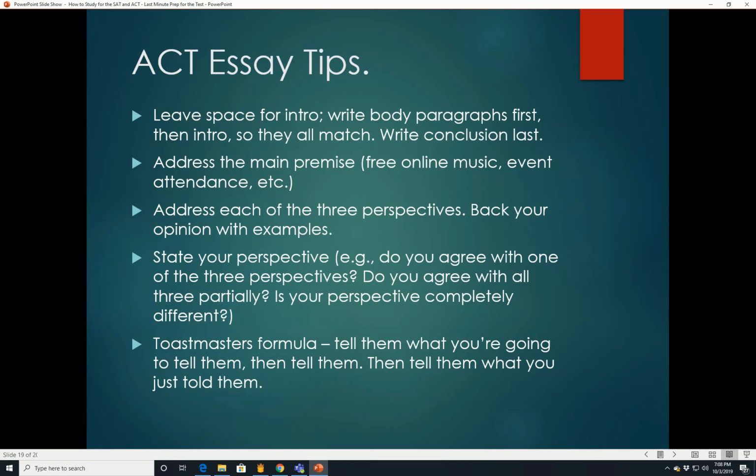Then you want to state your perspective. So, do you agree with one of the three perspectives? Do you agree with all three partially? Is your perspective completely different? Just write it, and then obviously you need to back your perspective with examples.